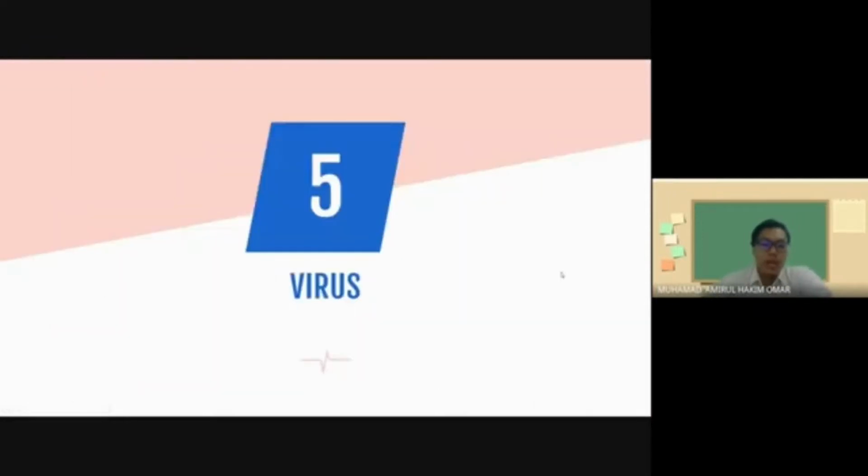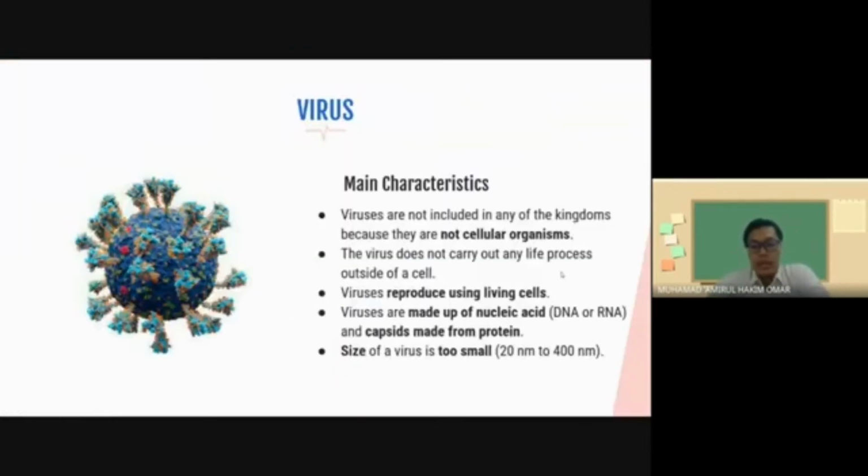Okay, now let's proceed to the last type of microorganism, which is virus. Viruses are not included in any of the kingdoms because they are not cellular organisms. The virus does not carry out any life process outside of a cell because viruses reproduce using living cells by injecting their genetic material into host cells.